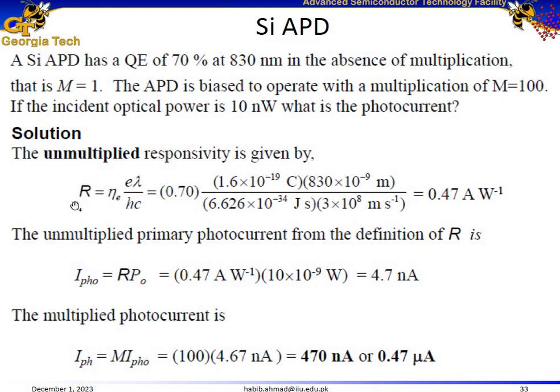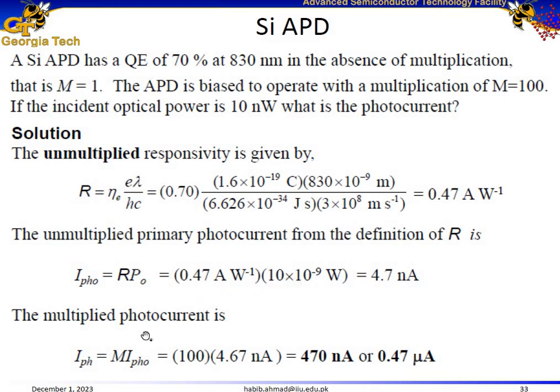We already know about this equation. There is a relationship between responsivity and quantum efficiency. Putting all the values, we know the value of the quantum efficiency. Put in all the values in our responsivity, the unmultiplied responsivity comes out to be 0.47 amps per watt. Replace its value, results in the primary photocurrent or the unmultiplied photocurrent, giving us a value of 4.7 nanoamps.